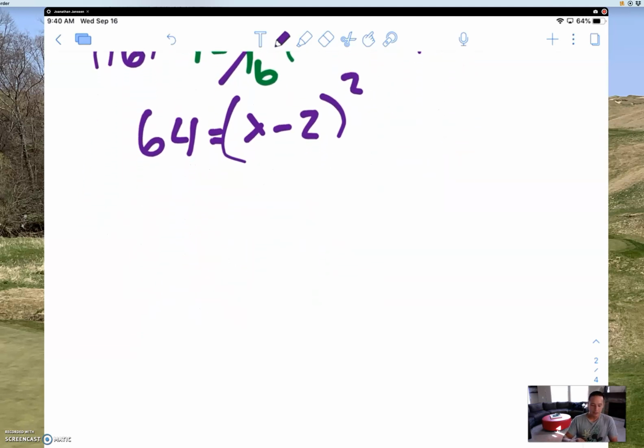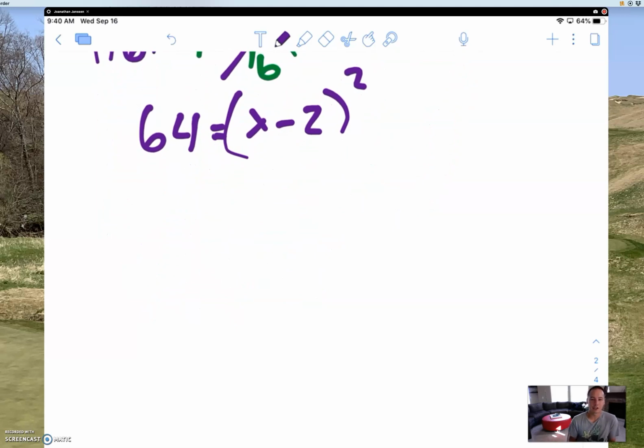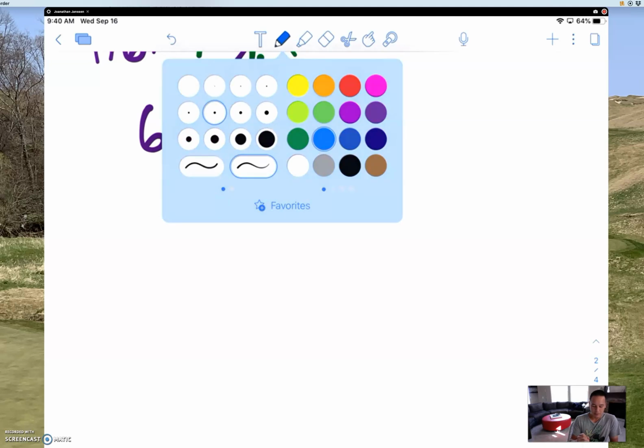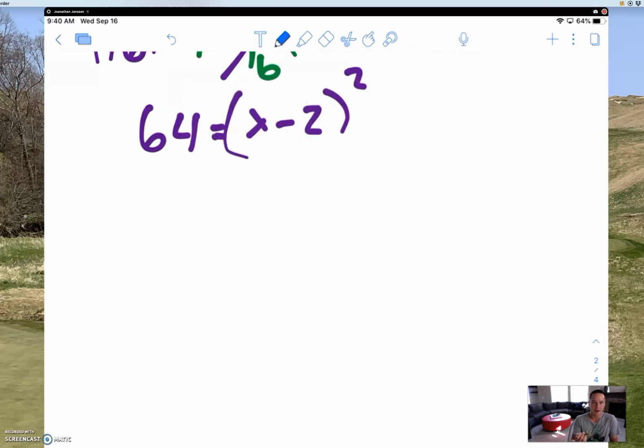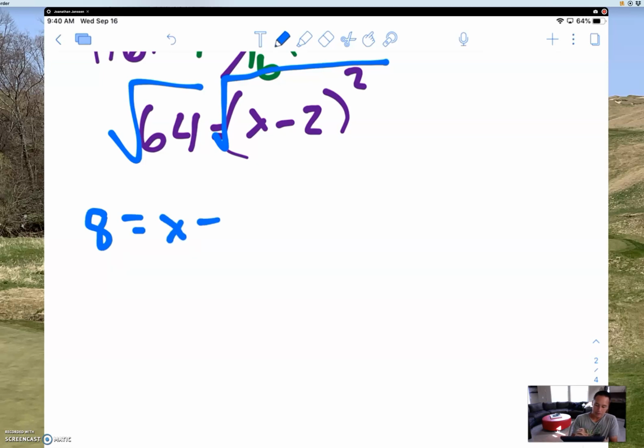And here's where the tricky part comes along. Now we have to get rid of that squared symbol. I think most of us are pretty comfortable with the idea that to get rid of a squared symbol, we have to take the square root. So go ahead and take the square root. The square root of 64 we know is going to be 8. So we get 8 equals x minus 2, because taking the square root eliminates that squared symbol. However, when you're solving equations, it could also equal negative 8, because negative 8 times negative 8 would also equal 64.